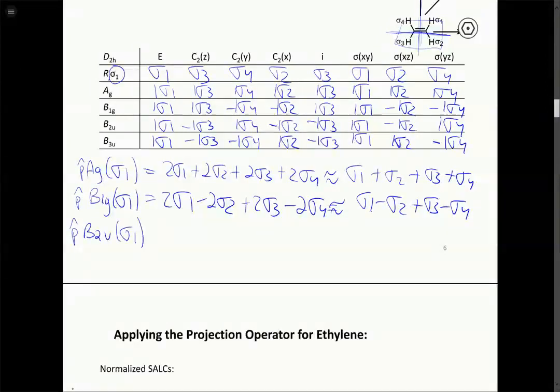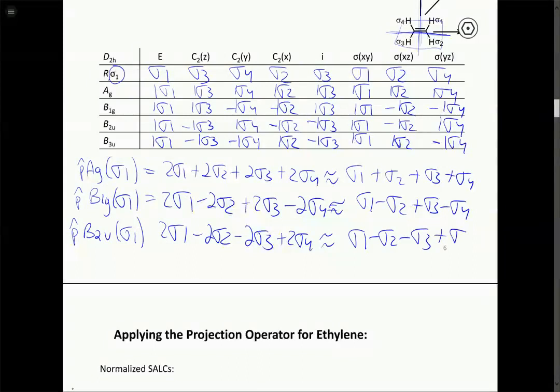For B2U, as we'll see, we're going to have still 2 that are positive, 2 are negative. So we get 2 sigma 1s, we're going to get minus 2 sigma 2 again. This time we're going to get minus 2 sigma 3s as well. And then sigma 4 is going to be positive, plus 2 sigma 4s. Factor out the 2, we get sigma 1 minus sigma 2 minus sigma 3 plus sigma 4.